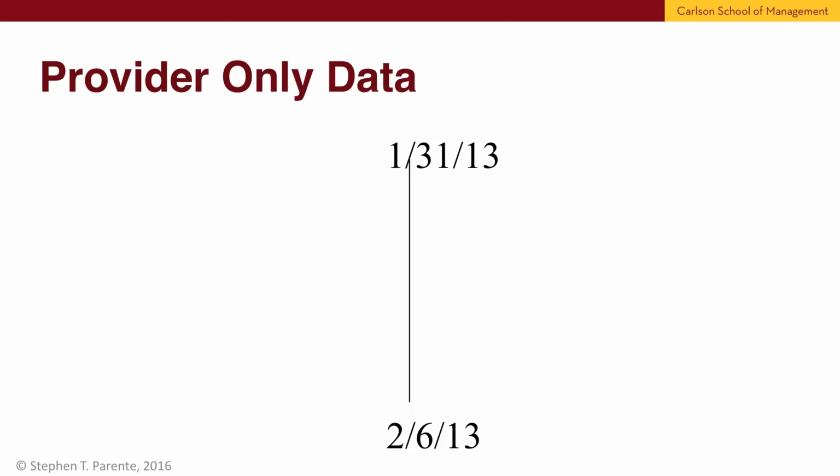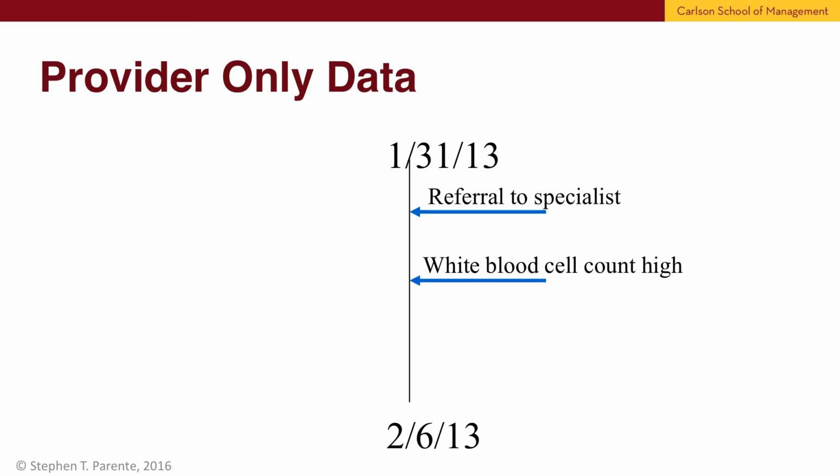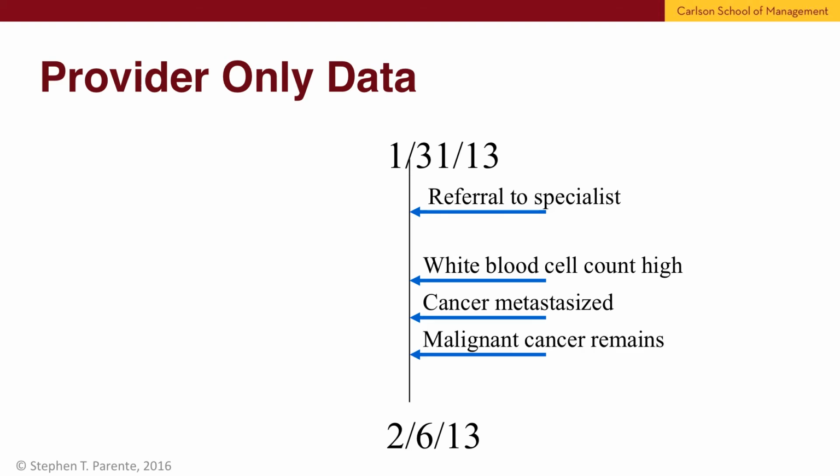Now, if we look at the view the provider has, people generally say, well, the physicians and the hospitals have the best data. And so here's what data they would have available to them. That same patient we talked about before, we would see a referral to the specialist, that's that internal communication. We'd see a diagnostic test reporting that the white blood cell count is high. We see also a report from that biopsy likely that the cancer that was being tested for has metastasized, and a confirmation that the cancer is malignant, meaning that it will probably kill that person or at least severely maim them, and remains.